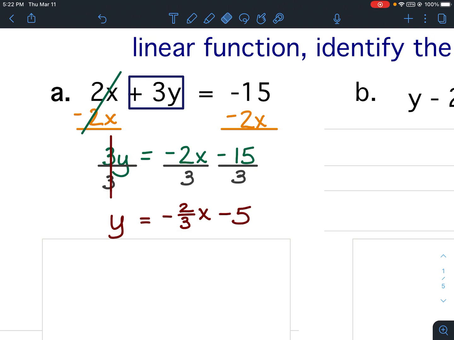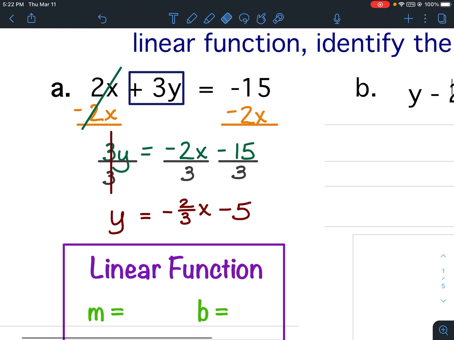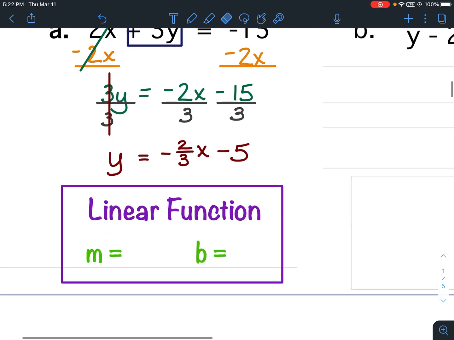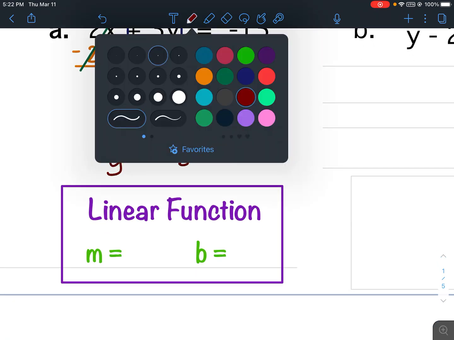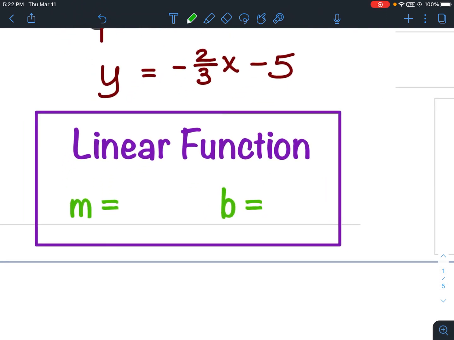So is this equation of the form y equals mx plus b? Is it a linear equation? Yes, it is. So this is a linear function, with the slope in front of x. So the slope is negative 2/3. And the y-intercept is behind x, so the y-intercept is negative 5.